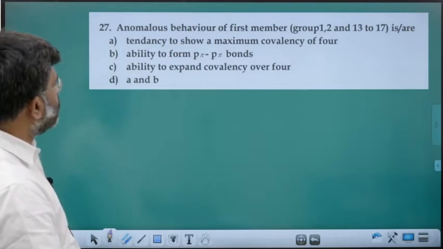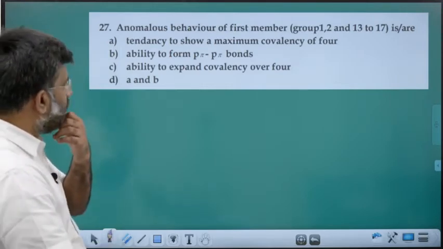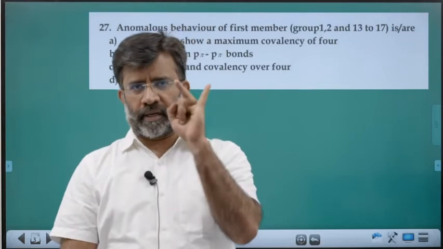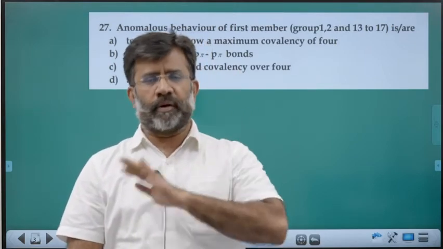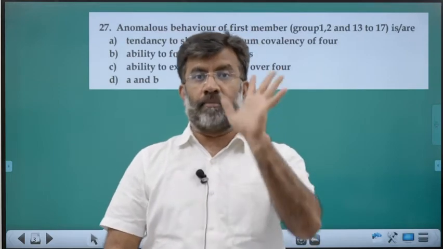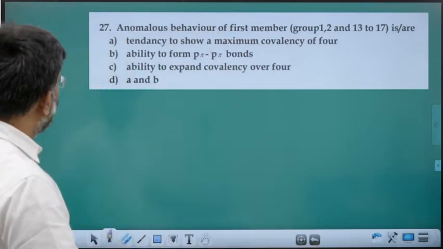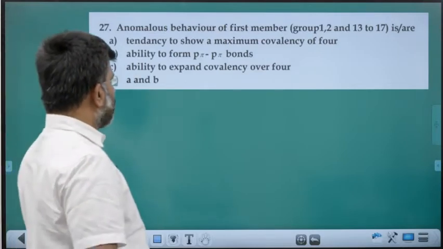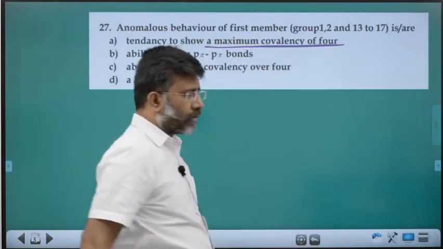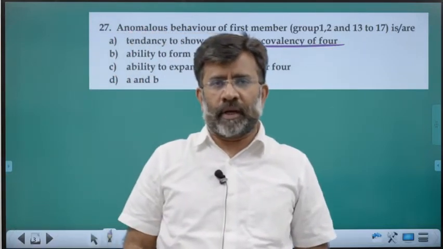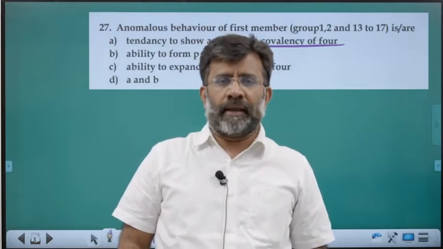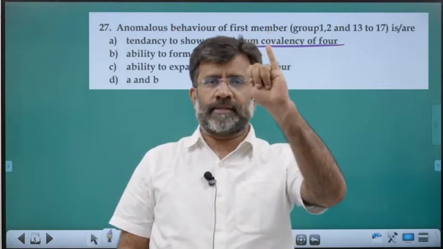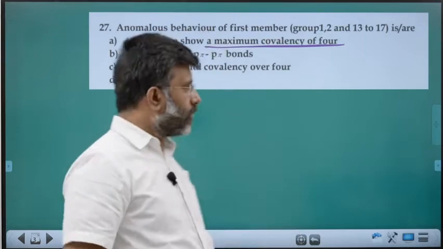Anomalous behavior of the first member. See, in all representative elements, the first member is anomalous: group 1 lithium, group 2 beryllium, boron, carbon, nitrogen, oxygen, fluorine. All of you know the first member is abnormal. Number one, tendency to show a maximum covalency of 4. Their maximum covalency is limited to 4 because they don't have a d orbital. They have only 2s and 2p, so 4 is the maximum covalency.